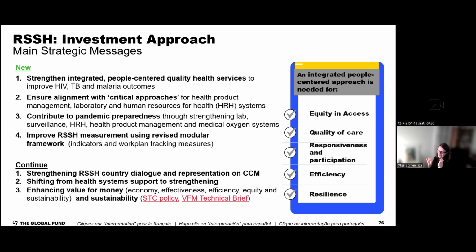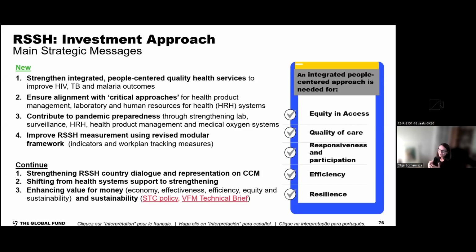Maybe just to elaborate a little bit, because I saw some questions earlier, we're focused on both services and systems. Say, maternal and child health services, to make sure that HIV, TB, and malaria are dealt with in those services, as well as the systems: the health product management, the laboratory, the human resources for health systems. We want to make sure those are also integrated as much as we can going forward.